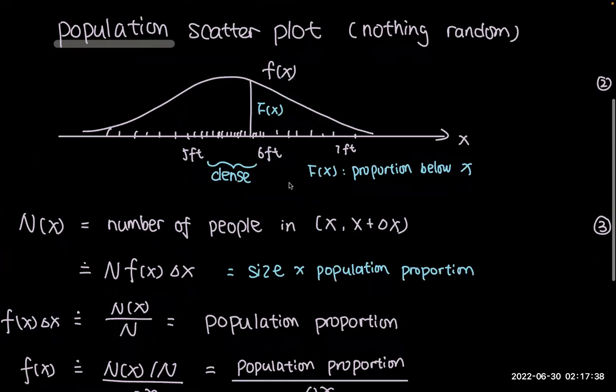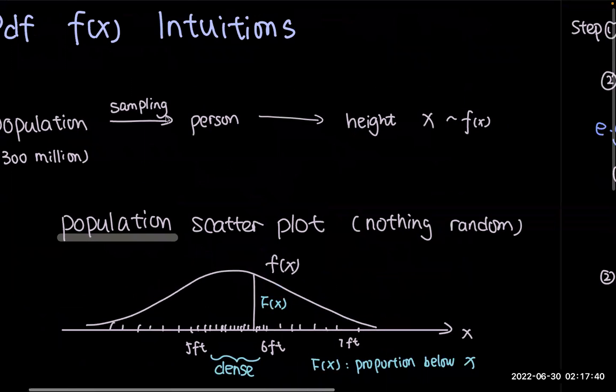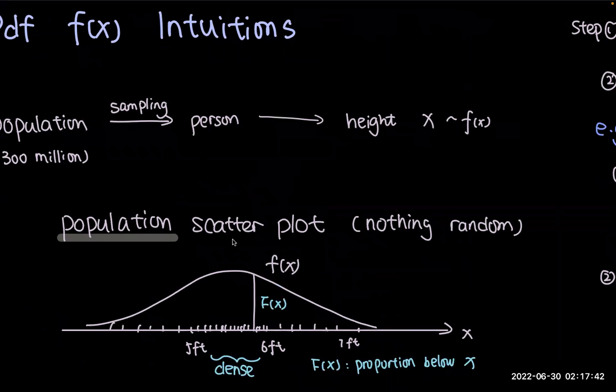But when we have randomness, when we do the random sampling, we randomly sample a person, or rather we randomly sample a point among these 300 million points. Then we look at the coordinate of this point. It's like we randomly sample a person and look at the height of this person.